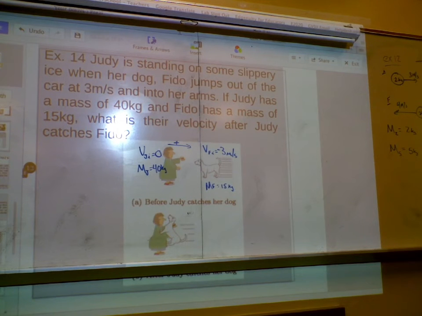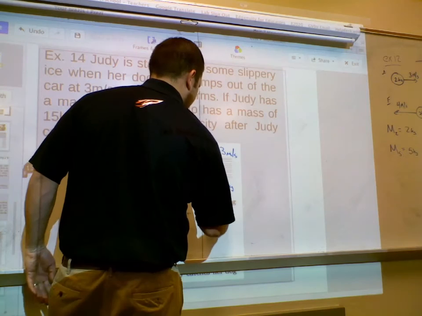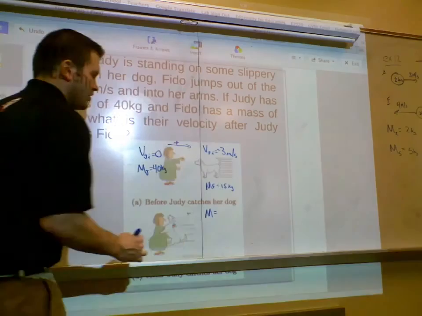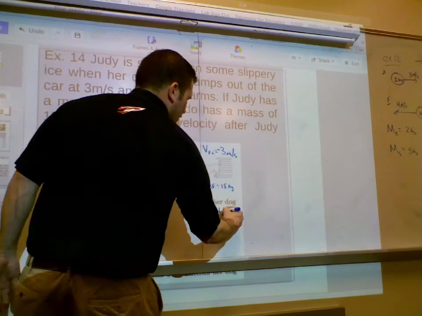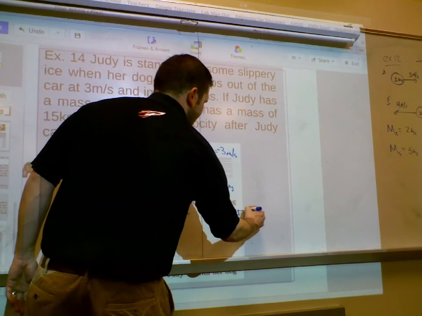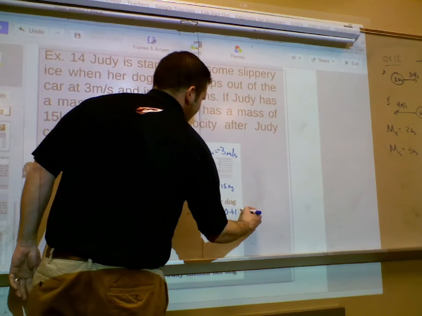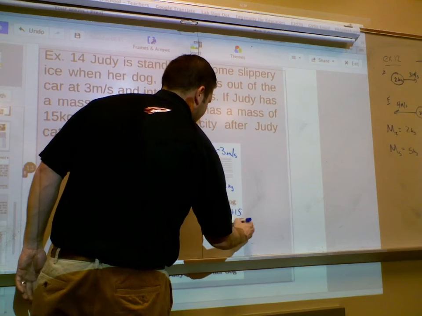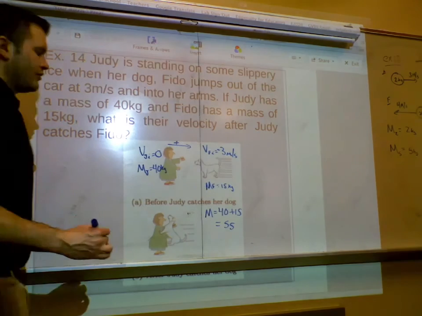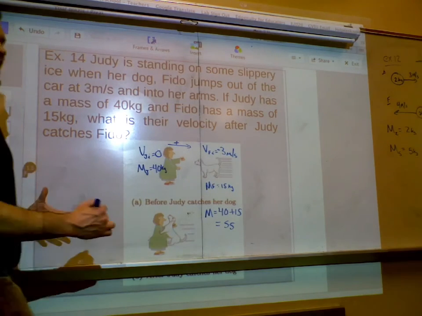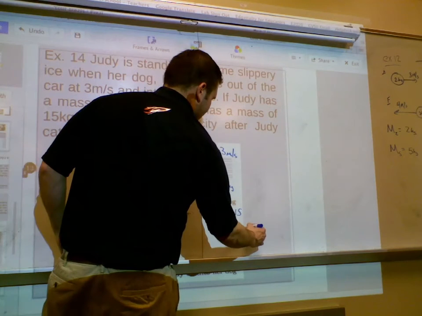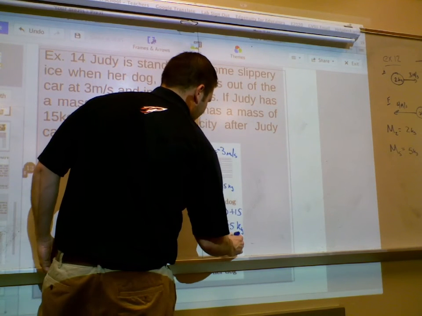Any questions? Okay. Now, after Fido jumps into Judy's arms, what's the mass? Combined, because they're together. So it's 40 plus 15, which equals 55. So the combined mass after is 55 kilograms, right? And we want to find the velocity.